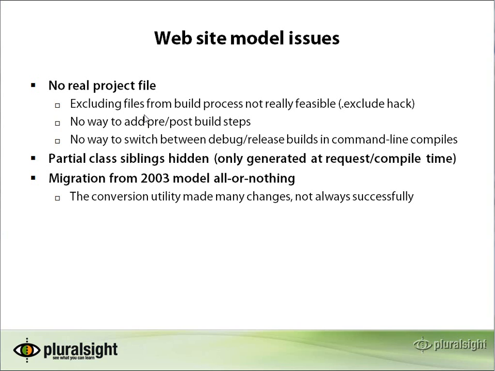One is that the ability to exclude files from the compilation process is, well, there technically is a way to do it, but it's really a hack. All you do is go in and change the extension of a file from ASPX or CS or VB to .exclude, and Visual Studio will ignore it. So that works, but it really doesn't feel like a real project inclusion, and it also makes it difficult to exclude entire directories. You actually have to go into each directory and rename all of the files to be a .exclude, and that's just not really feasible.